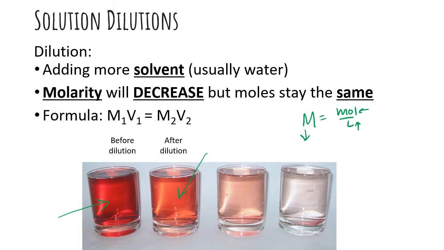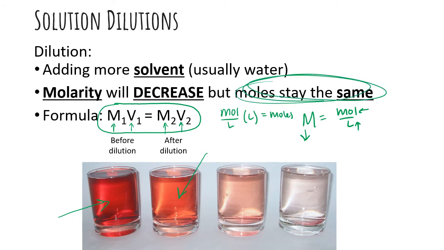So our formula for any dilution is M1V1 equals M2V2. And all we mean by those ones and twos is that this is the molarity or the concentration before dilution. This is the volume before dilution. This is the molarity after dilution, and this is the volume after dilution. And the reason this formula works is because, again, if we do molarity, which is moles per liter, times liters, we're left with moles. And as we just said, the moles are going to stay the same, so all we're doing is saying moles equals moles.